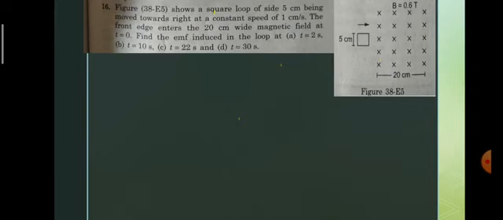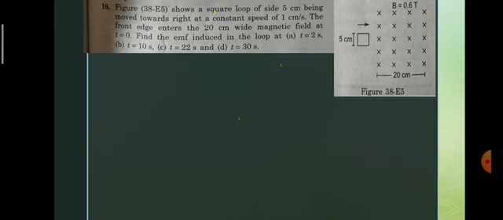In this problem, the figure shows a square loop of side 5 cm being moved towards the right at a constant speed of 1 cm per second. The front edge enters the 20 cm wide magnetic field at t equal to 0. Find the EMF induced in the loop at t equal to 2 second, t equal to 10 second, t equal to 22 second and t equal to 30 second.